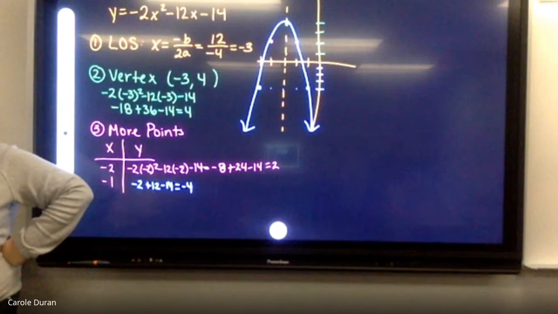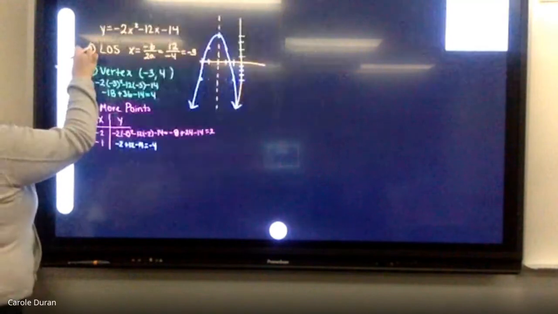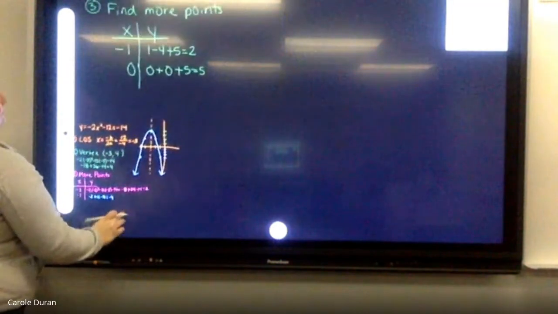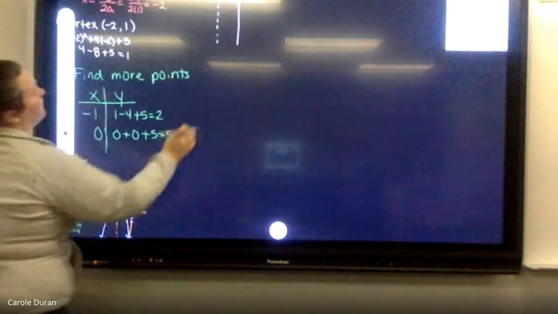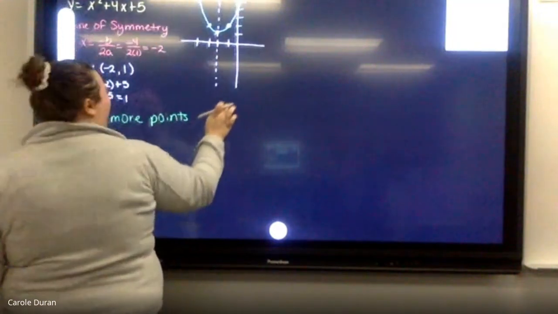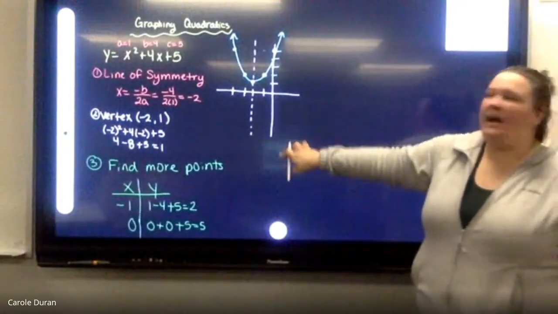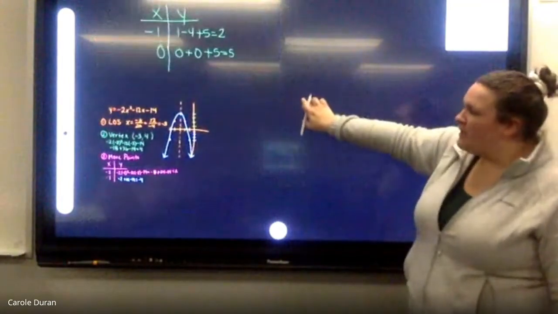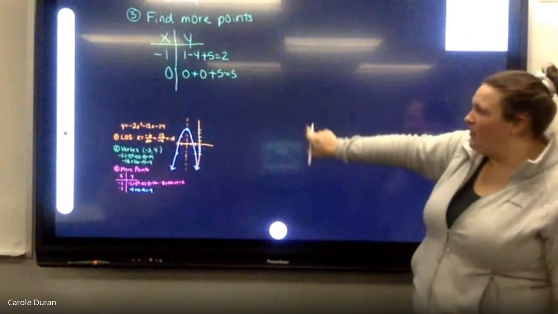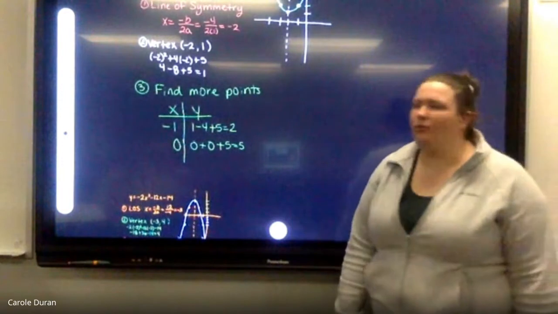Anybody super duper confused? I have a question. I've now done 2 examples: this one, where it opened up, and this one where it opened down. How do I know which way it's going to open before I even graph it?